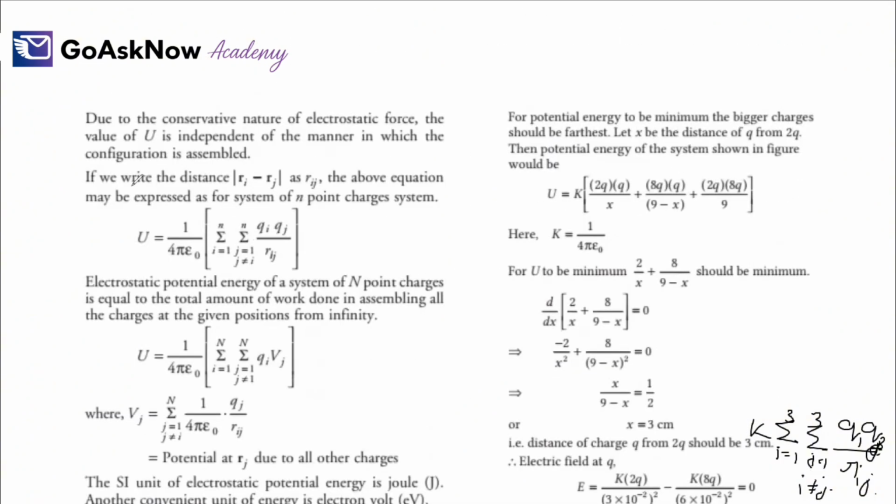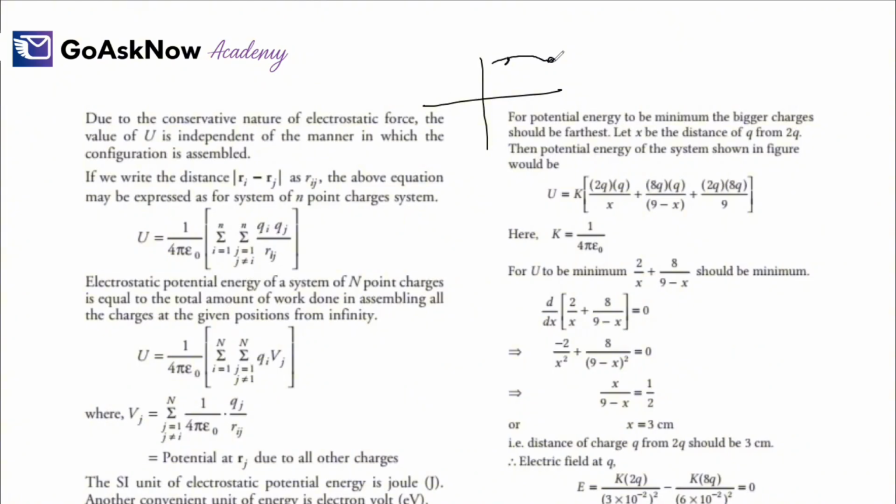Okay. So here it is written that due to the conservative nature of electrostatic force, the value of capital U is independent of the manner in which the configuration is assembled. So you can see that electrostatic force has a conservative nature, so the value of U is independent of the manner in which the configuration is assembled. Because it is a conservative force, the work done in bringing any charge from one point to another is not dependent on the path. It will depend on the final and initial position. That is why you are getting the result like this only.